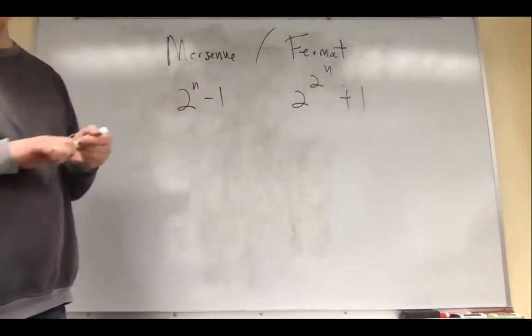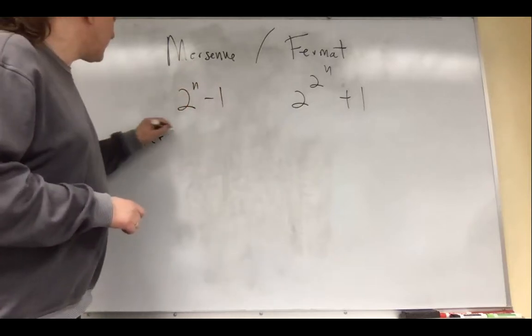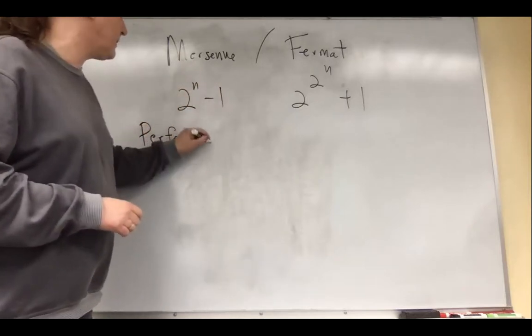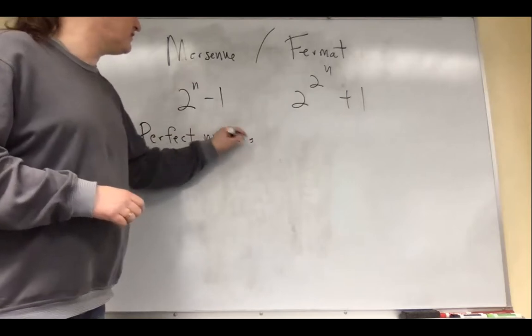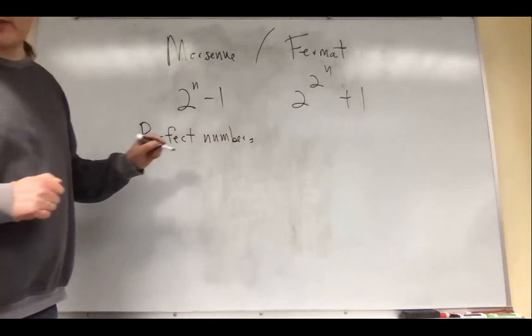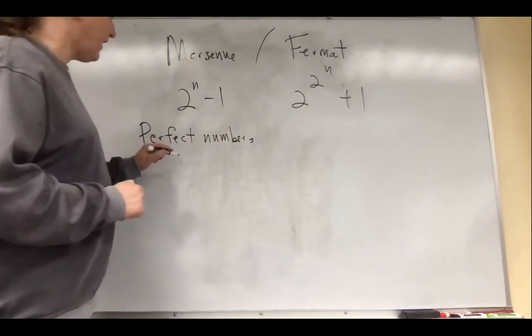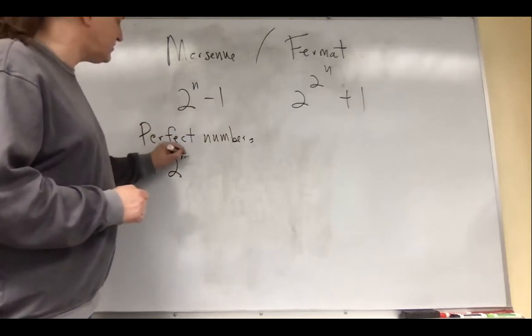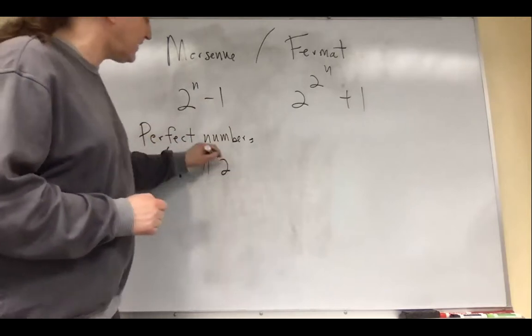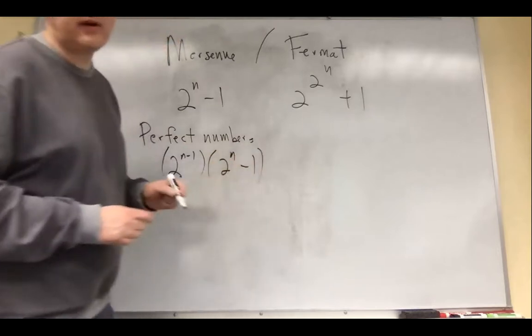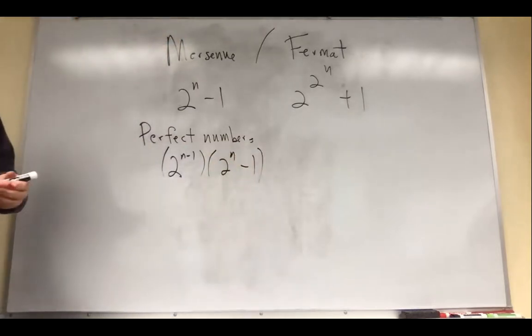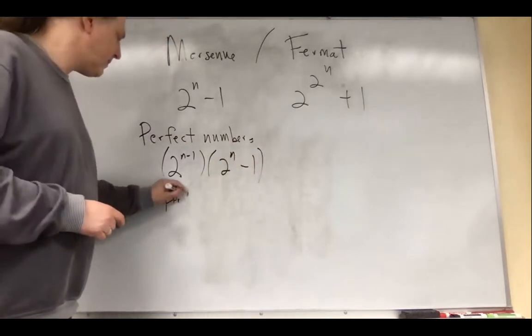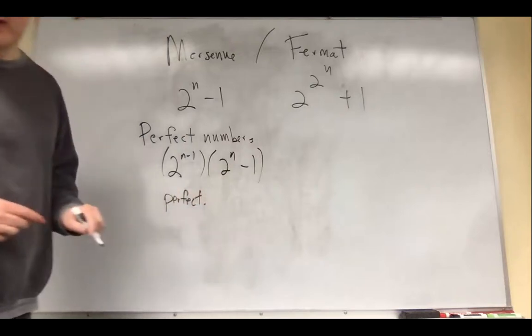Mersenne primes are related to perfect numbers, as Suzuki tells you about. You might not have known what perfect numbers were before, so I should say a little bit more about that. If this number is prime, then 2 to the n minus 1 times 2 to the whole n minus 1 is perfect. Let's see an example of this.